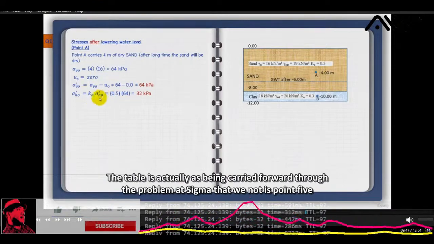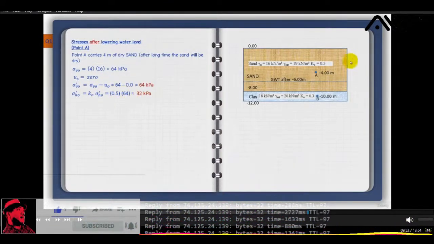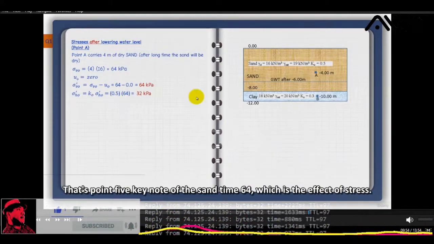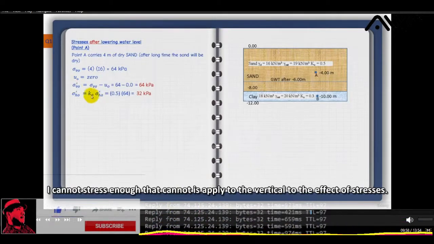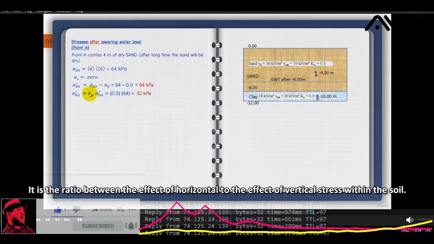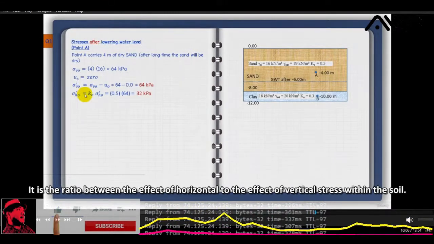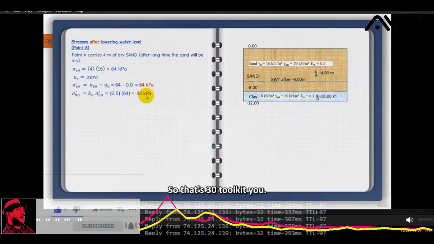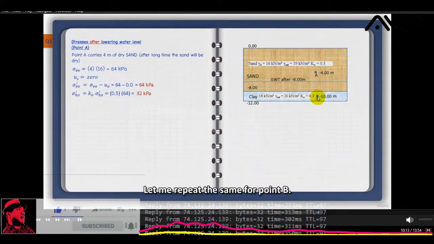forward through the problem. That sigma dash V naught is 0.5 times 64. That's 0.5, K naught of the sand, times 64, which is the effective stress. I cannot stress enough that K naught is applied to the effective stresses. It is the ratio between the effective horizontal and the effective vertical stress within the soil. So that's 32 kPa. Let me repeat the same for point B.